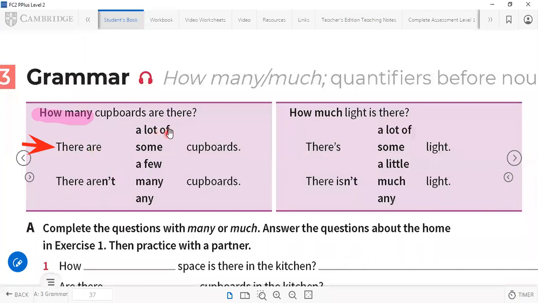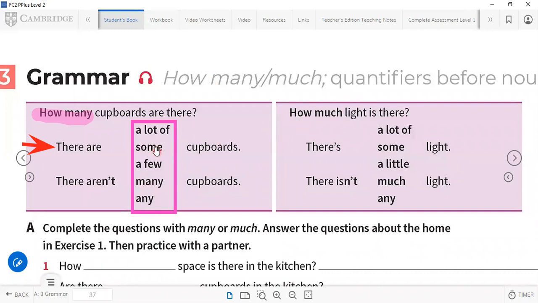There are a lot of cupwords. There are some cupwords, and there are a few cupwords. That's an example here, no? Es un ejemplo. So the vocabulary here, those are the vocabularies in this case. It is about 100%. Okay, one example here: we have a lot of. It means what, like too much, no? Demasiado.